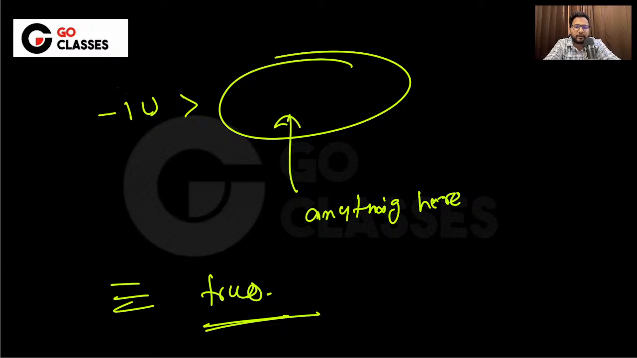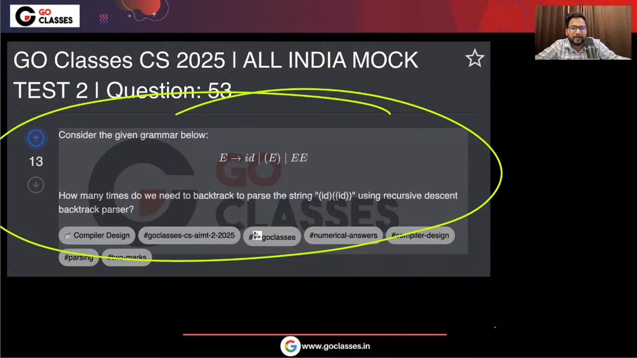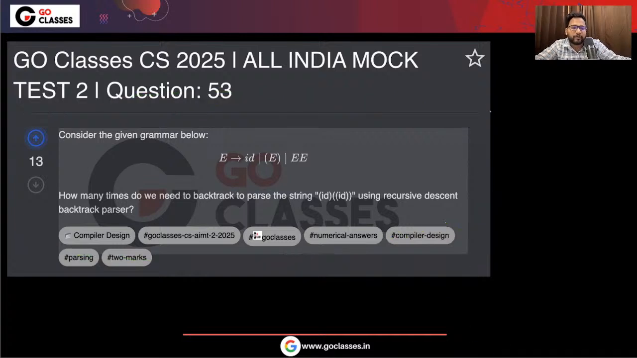Okay, great. Now let's move to the next question. This question was again quite interesting, and I think in the key we have given five as the answer, but I re-evaluated it, and I think one should be the answer. Okay, so one is the answer here. Let's see how to solve this question.